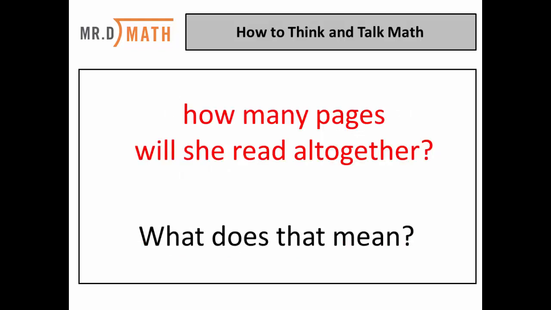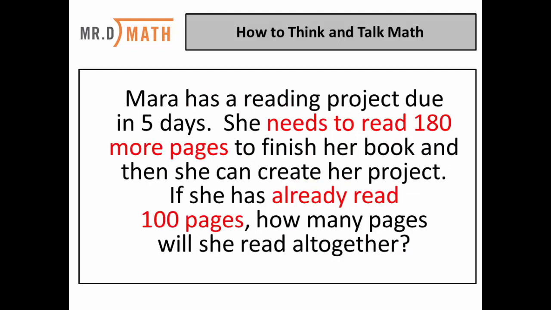How many pages will she read altogether? What does that mean? Let's look. Do you notice here? She needs to read 180 more pages. Well, 180 more tells me to add on 180 more, or 180 plus something. Plus what? Well, she's already read 100 pages. So 180 plus 100 pages would give me my total, to see how many pages she's going to read altogether, which would be 280 pages.